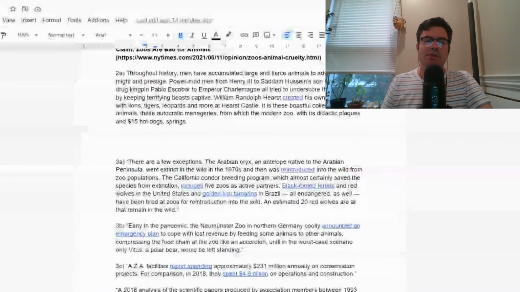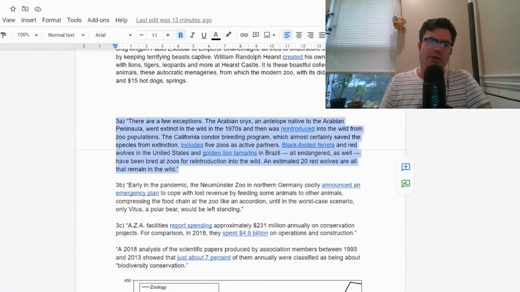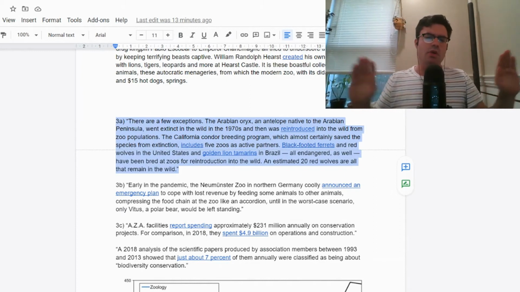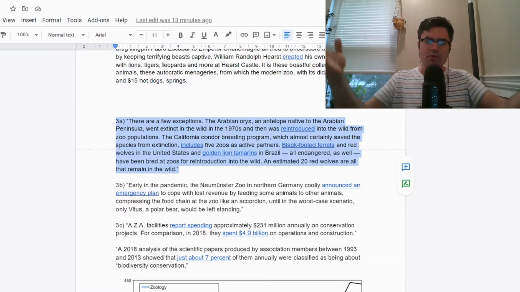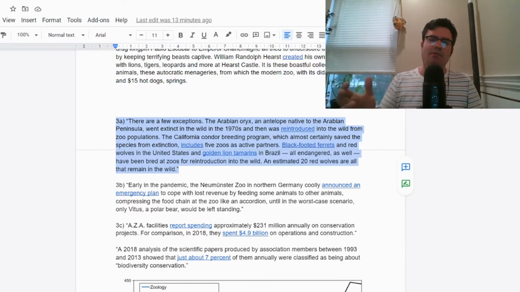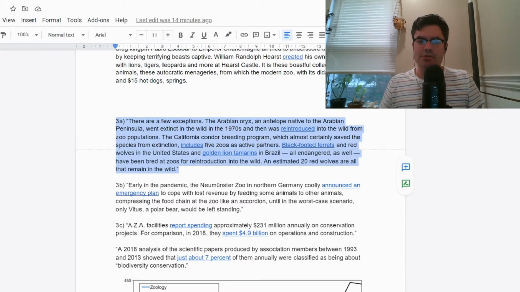So here's an example from the article. She writes, there are a few exceptions. She's making the claim that zoos don't reintroduce animals into the wild. She says, but there are a few exceptions. The Arabian oryx, an antelope native to the Arabian Peninsula, went extinct in the wild in the 1970s and then was reintroduced into the wild from zoo populations. The California condor breeding program, which almost certainly saved the species from extinction, includes 5 zoos as active partners. Black-footed ferrets and red wolves in the United States and golden lion tamarins in Brazil, all endangered as well, have been bred at zoos for reintroduction into the wild.